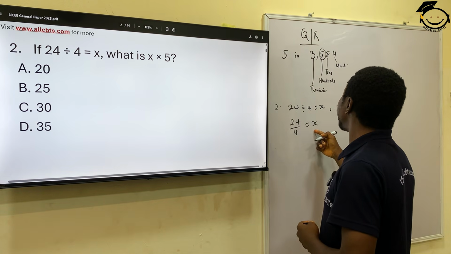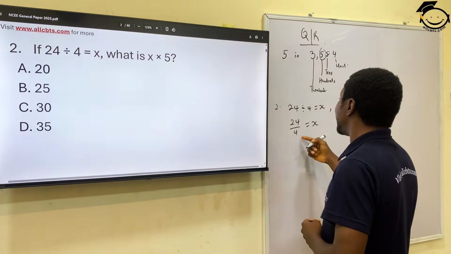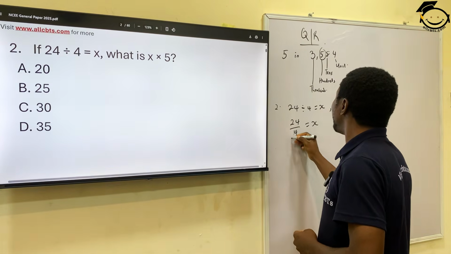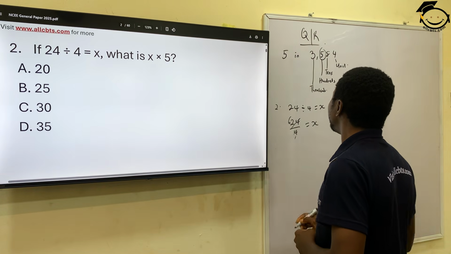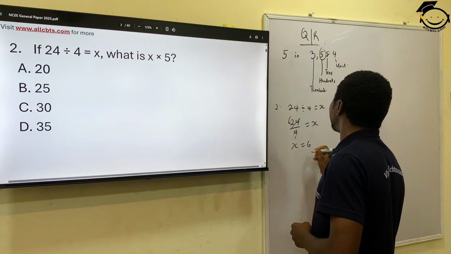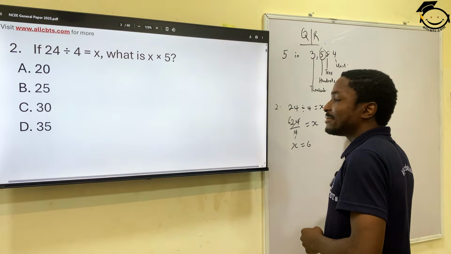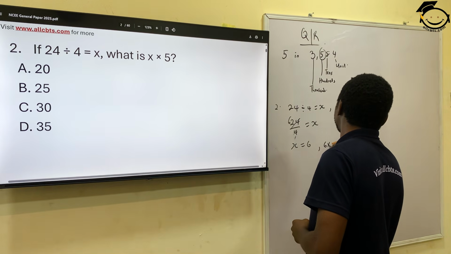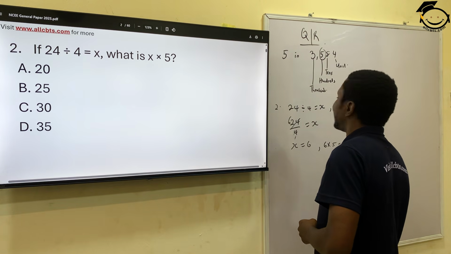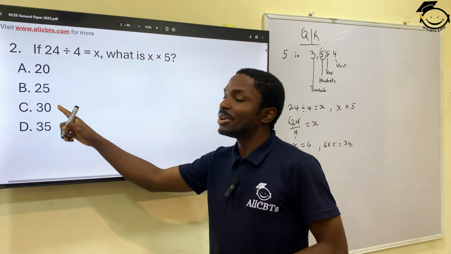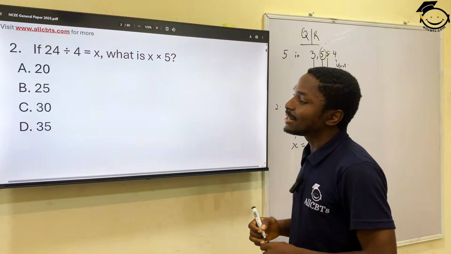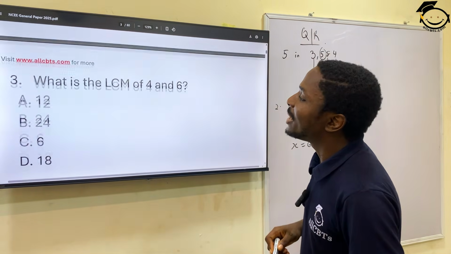So that means your answer here, you multiply it by 5, because your answer here will be x. 4 goes into 24 six times, so x is equal to 6, right? Since x is 6, that means 6 times 5, which will be 30. So your correct answer will be C. Question number 3.